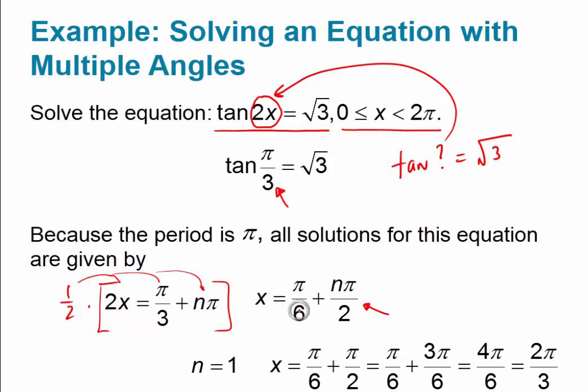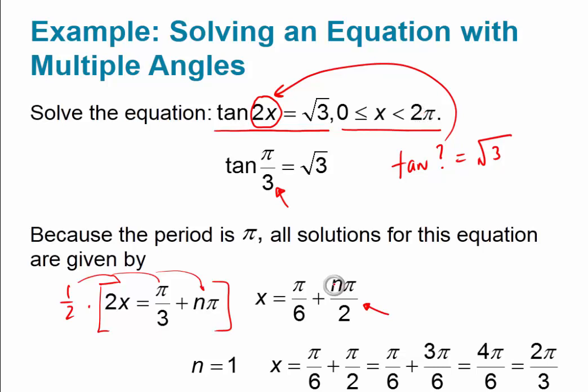We get pi over 6 plus n pi over 2, and what we're going to do now is just keep adding. We're going to evaluate this for n equals 1, n equals 2, n equals 3, keep evaluating for the n's until we get outside of our domain here, which is 2 pi. So let's take a look at what that looks like.